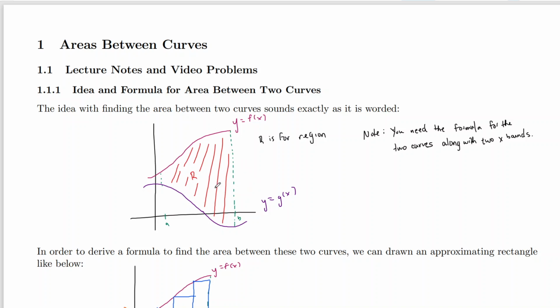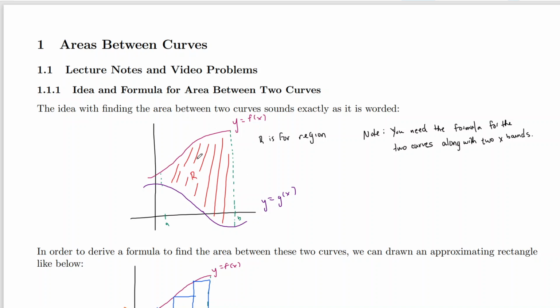In order to find this area, you need four things. You need to have the two equations, so we need y equals f of x and y equals g of x, whatever they happen to be for our problem. And we need the bounds of x. We'll see in some problems that you'll be told what x values to find the area between, and sometimes you'll actually have to figure them out yourself because the curves will intersect. So in some problems, you'll only be given two curves, and we'll see how to deal with that as well.